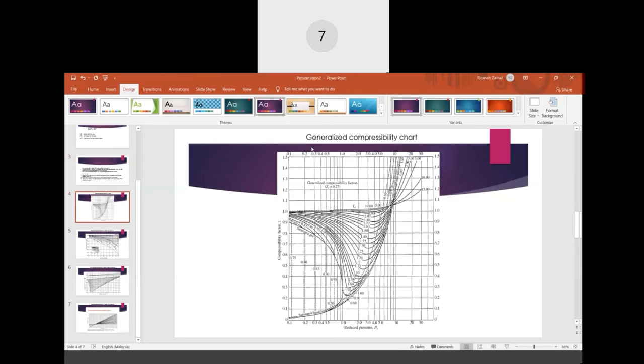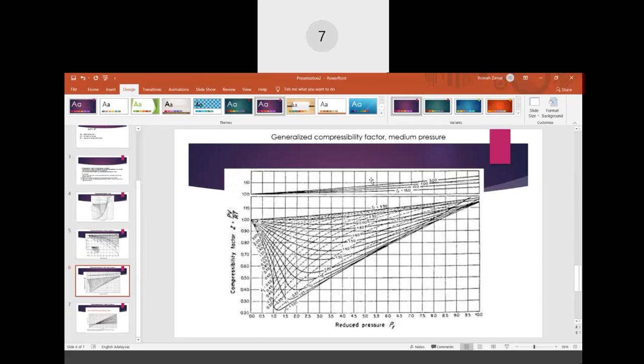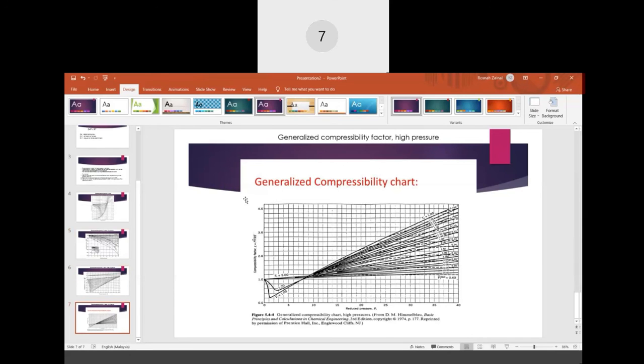So this is the generalized chart. This one is for the reduced temperature, for the Z factor at low pressure. This one is at medium pressure. And lastly, this one is for high pressure. Okay, that's all from me.